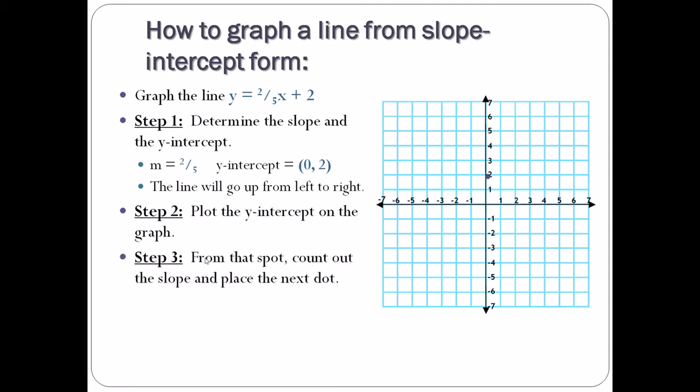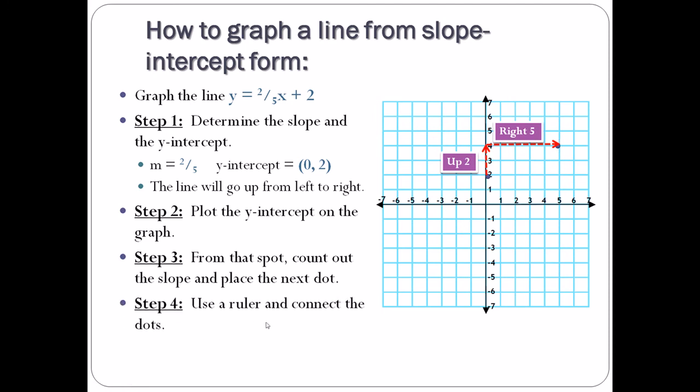Step 3. From that spot, meaning the y-intercept, count out the slope and place the next dot. Well, our slope is 2/5. This is rise over run. This is up and then right. So from this dot, how many spaces am I going to go up? It's 2/5. So I go up 2, right 5. So from the y-intercept, I count up 2, and then I count right 5 and put a dot. I went up 2, right 5, put a dot.